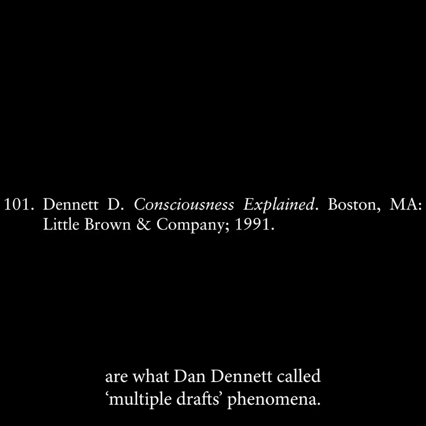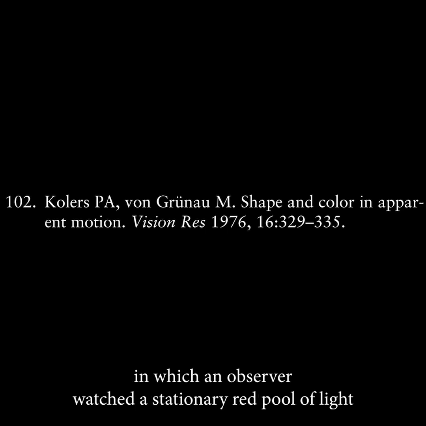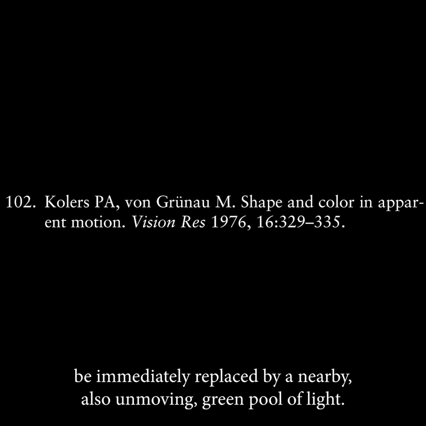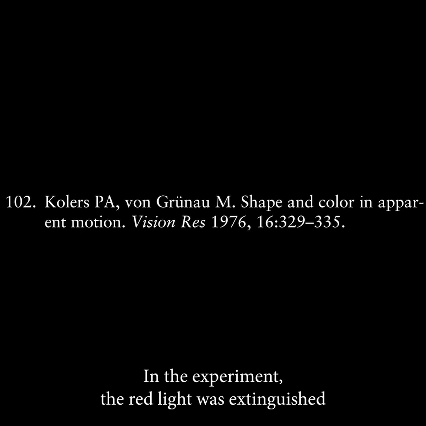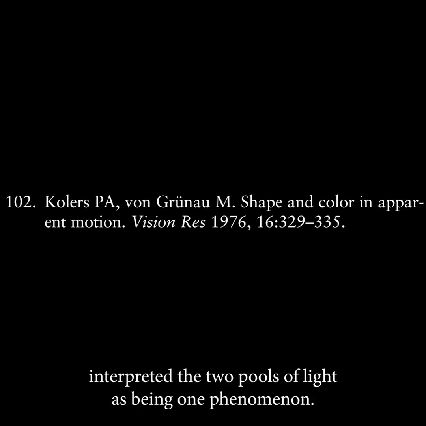Multiple drafts. Another compelling example of how the HC's predictive and retrospective functions may shape NSE are what Dan Dennett called multiple drafts phenomena. These include the Kohler and von Grünau experiment, in which an observer watched a stationary red pool of light be immediately replaced by a nearby, also unmoving, green pool of light. In the experiment, the red light was extinguished at the exact same time the green light was turned on, so the brain's object permanence heuristic interpreted the two pools of light as being one phenomenon.